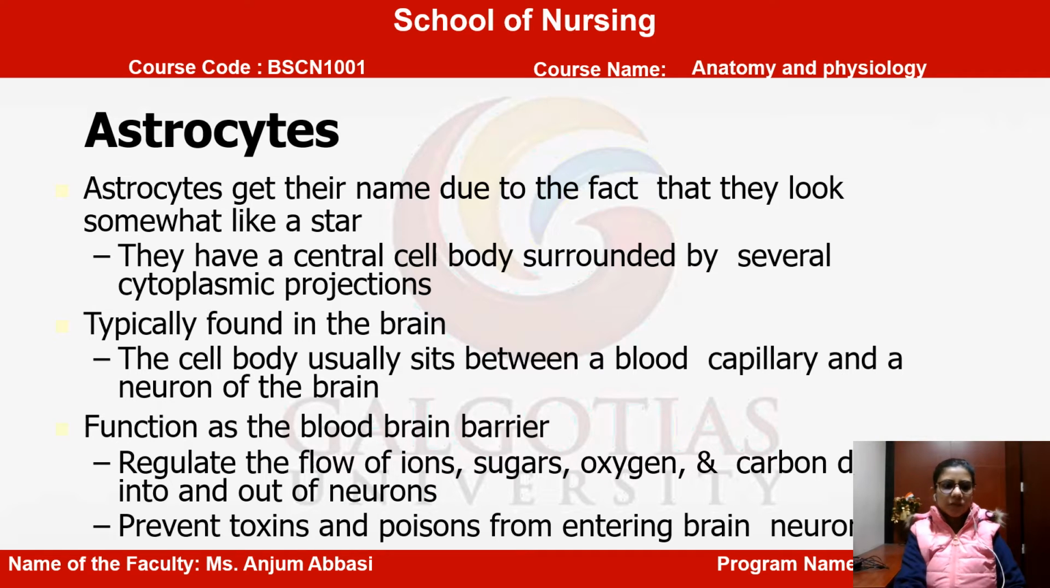So the first type of neuroglial cell is the astrocyte, and if you look at this cell, it looks like a star as it has different projections. So this name is due to its looks. It has a central cell body which is surrounded by several cytoplasmic projections, and it is typically found in the brain. The cell usually sits between a blood capillary and a neuron of the brain, and it functions as the blood-brain barrier. And apart from this, what is the main function of the astrocyte? It regulates the flow of ions, sugars, oxygen and carbon dioxide into and out of your neurons, and it prevents toxins and poisons from entering brain neurons.